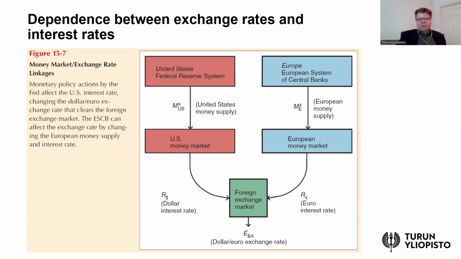On the left-hand side, in red color, we have the Fed of the USA, which can influence the US money market by its money supply and its interest rate. And similarly in Europe, in blue color, we have the European Central Bank, ECB, which can influence European money markets by both money supply and by setting the interest rates.